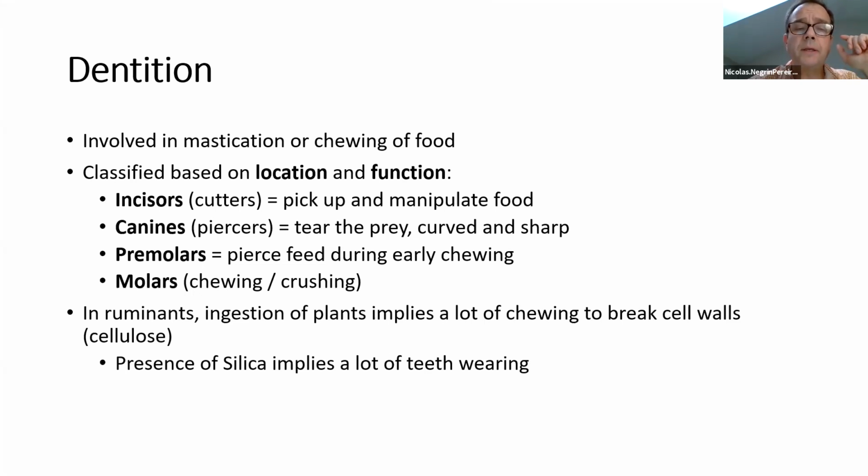Also, in the cell walls of plants we will find silica, which contributes to the hardness of the plant structure. And of course, it is implicated in a lot of tooth wear, which is the main cause of discarding animals in extensive grazing systems, where, when the animal has really worn-down teeth, we need to take them out of the field. If not, sometimes they can even die during the winter.